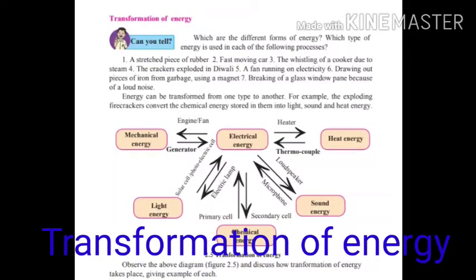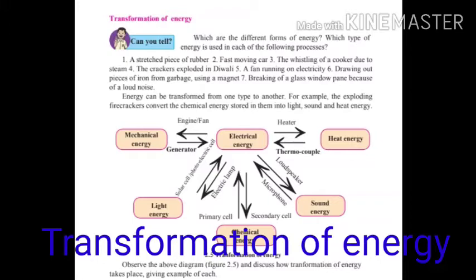Another point is transformation of energy. Energy can be transformed from one type to another. For example, exploding firecrackers convert the chemical energy stored in them into light, sound, and heat energy. Here, from this table, we can understand the forms of energy.